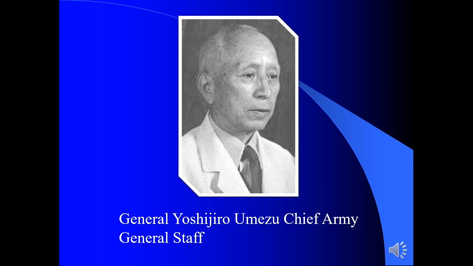General Yoshijiro Umezu, Chief of the Army General Staff. After the war, he was arrested and tried as a war criminal. He was found guilty of waging a war of aggression and sentenced to life imprisonment in November 1948. While in prison, he became a convert to Christianity. He died in prison in 1949.